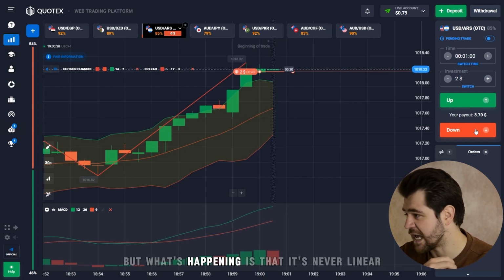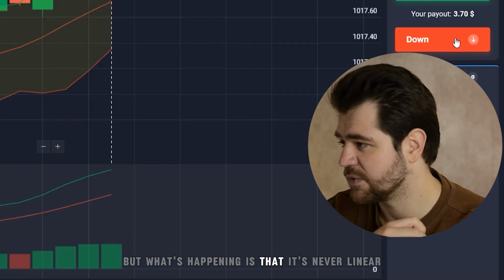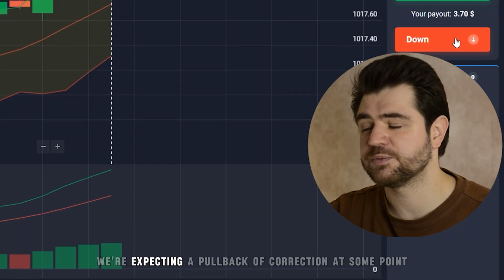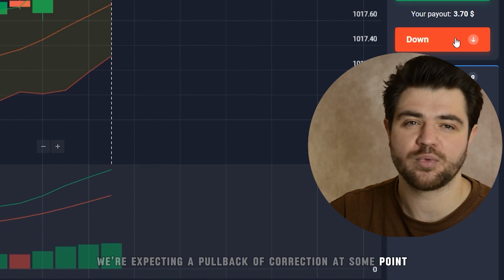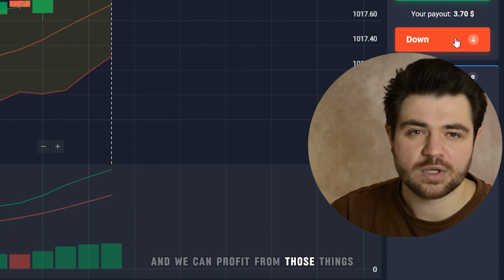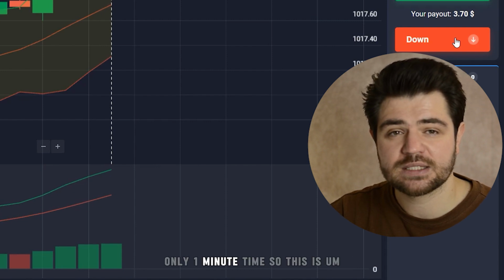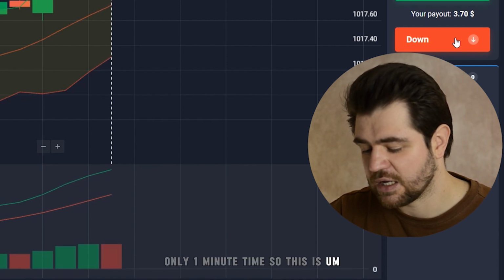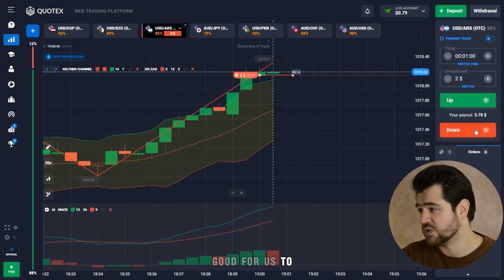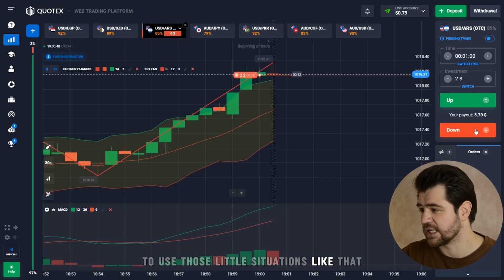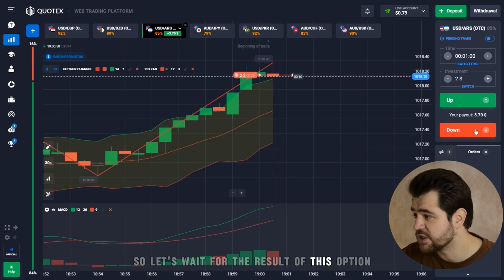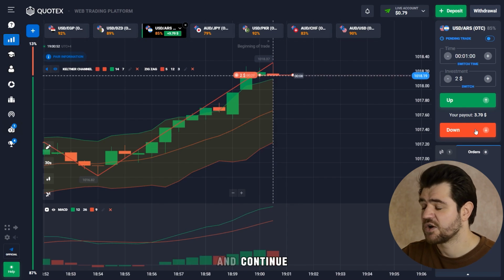But what's happening is that it's never linear, so we're expecting a pullback, a correction at some point, and we can profit from those things because we have a small time frame, only 1 minute. So this is good for us to use little situations like that. So let's wait for the result of this option and continue.